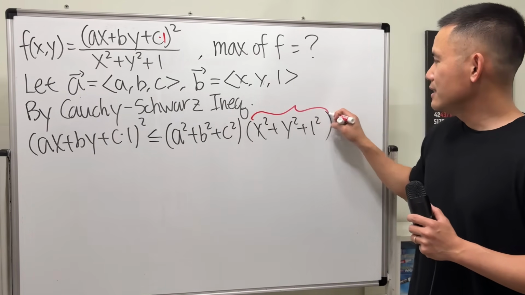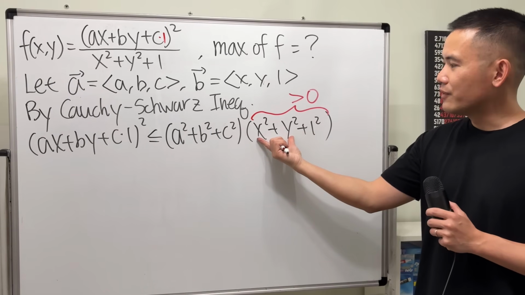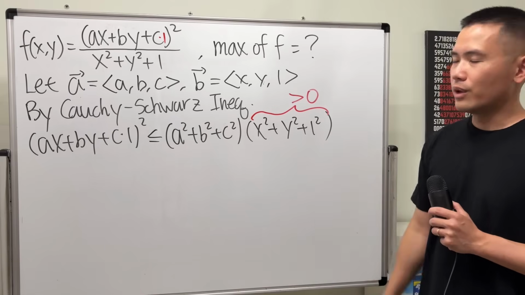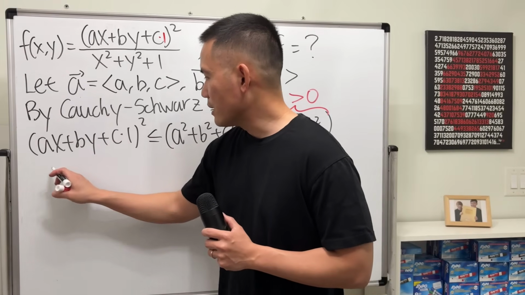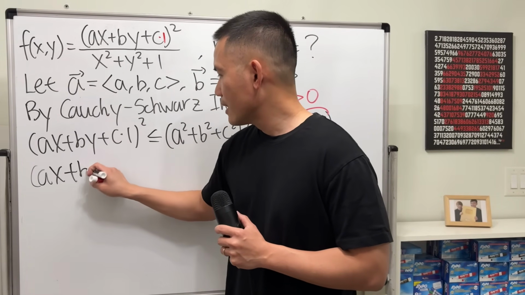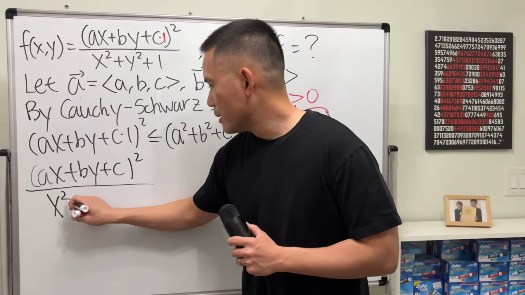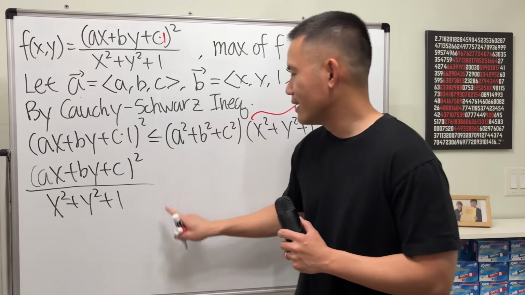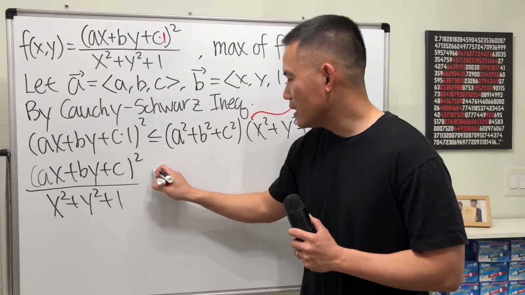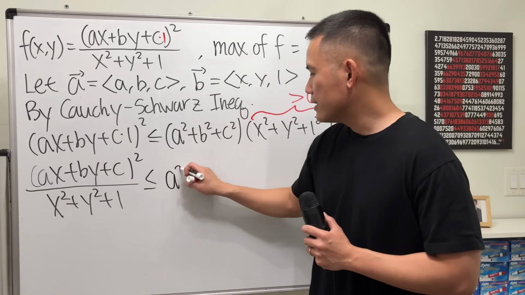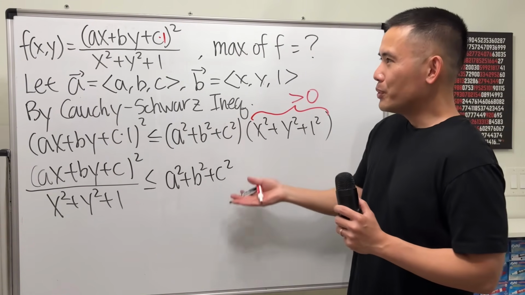Moreover, this thing right here is always greater than 0. This is never negative, and plus 1 is always greater than 0. We can just divide both sides by this, so we get this on the top, divided by x squared plus y squared plus 1. And that's exactly our function. And we see that it has to be less than or equal to a squared plus b squared plus c squared. So we're pretty much done.